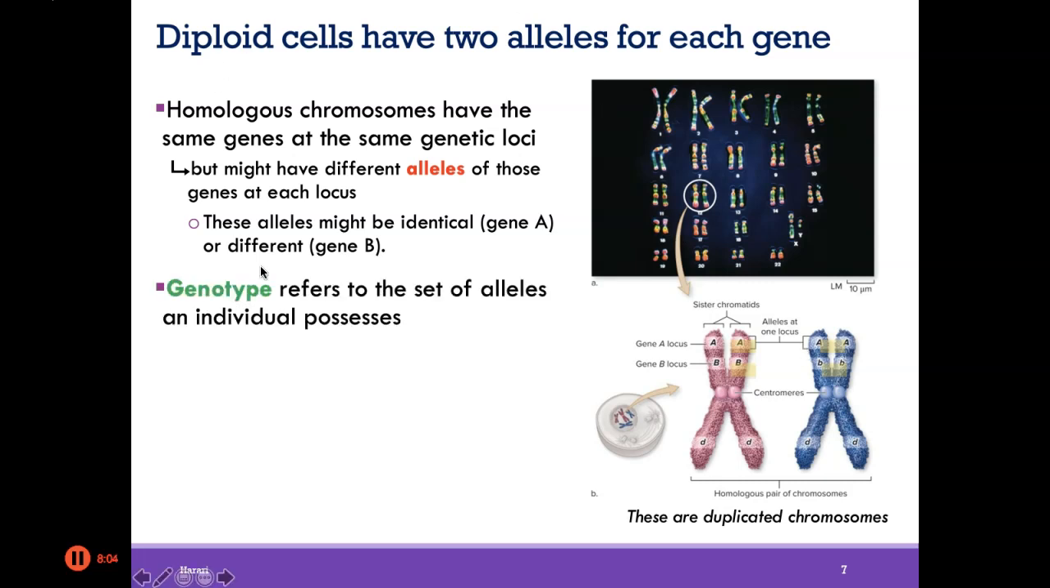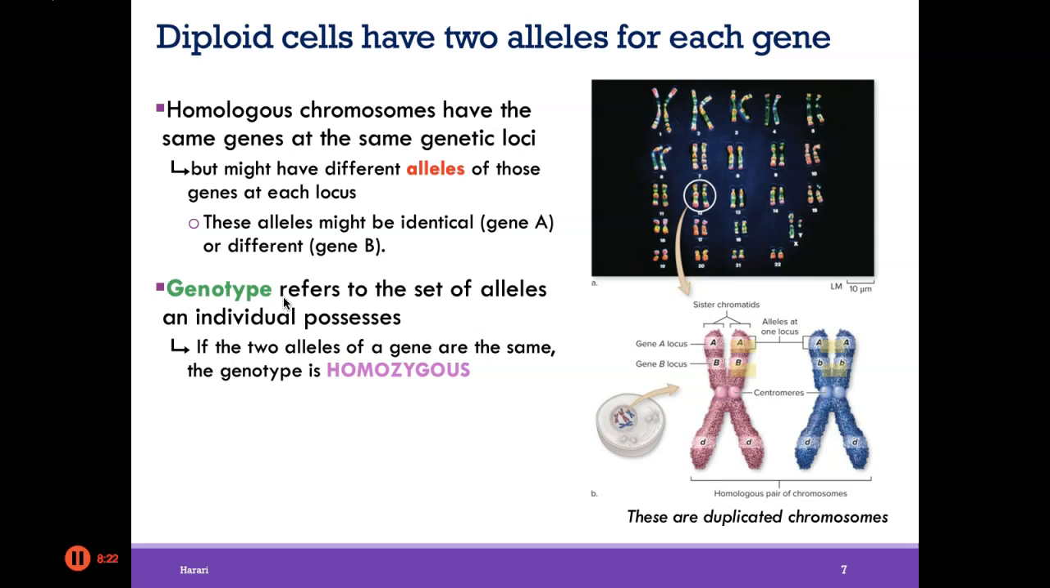The genotype refers to the set of alleles that an individual possesses. So we said the genotype can be 2 of the same alleles, or it can be 2 different alleles. So the genotype just refers to the 2 versions of the gene that an individual possesses. Right? We said we have 2 copies of every gene, but the 2 copies don't necessarily have to be the same. They can be different alleles, right? They could be different versions.